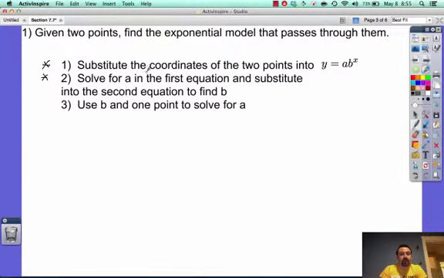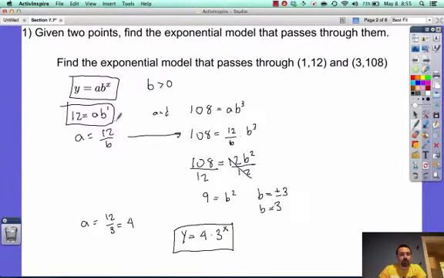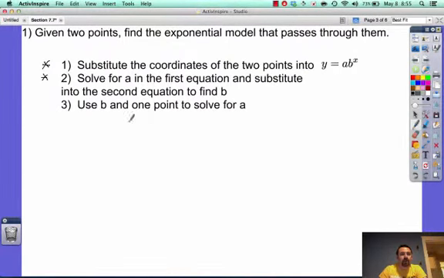Next, I solved for a in the first equation, and I substituted that into the second equation to find b. Then I used b and one of the first equations to solve for a. Okay? And that gave me my solution. So that's how we do it with an exponential model. Let's do it with a power model.